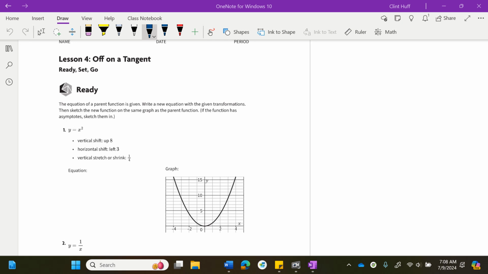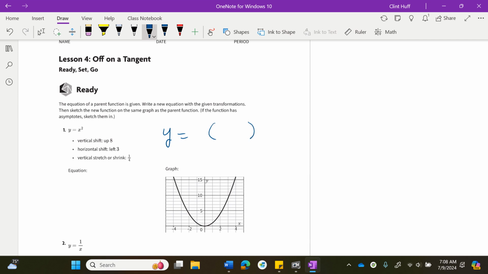All right, Math 3, Unit 7, Lesson 4. Directions here say to write a new function based upon 3 modifications: a vertical shift up of 8, a horizontal shift left of 3, and then the vertical stretch or shrink. So we're going to take our function y equals x squared.